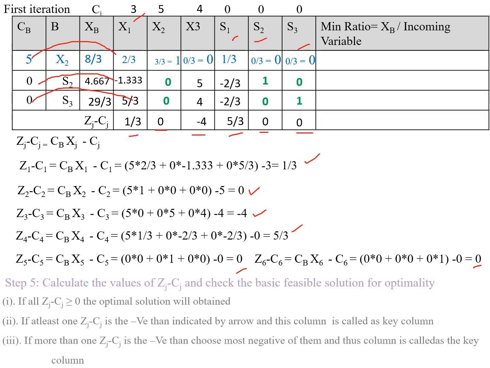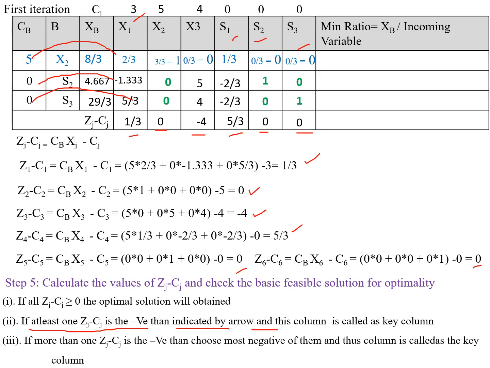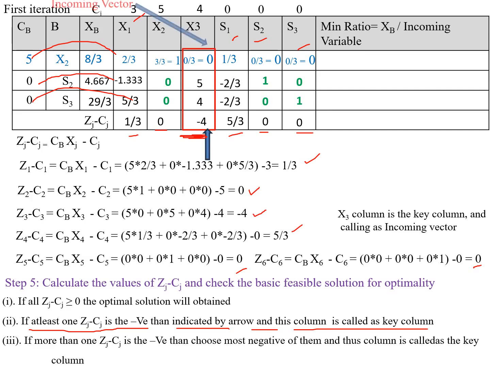Then observe the second condition in the step 5, that is if at least one Zj minus Cj is negative, then indicate by arrow and this column is called as a key column. Here Zj minus Cj value is minus 4 for the x3 column. So respected column we are calling as the key column, that is the x3 column is the key column and it is the incoming vector.